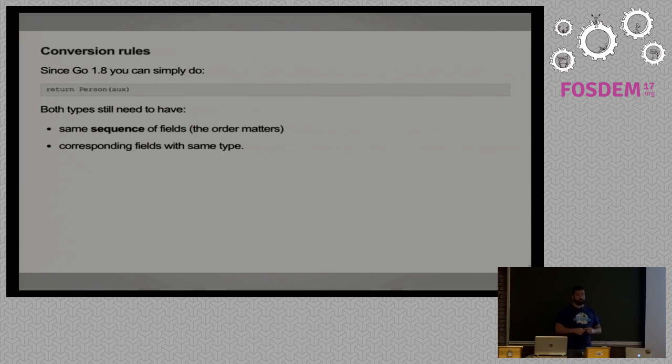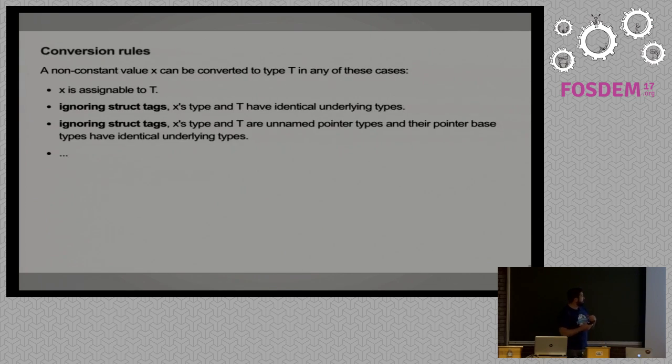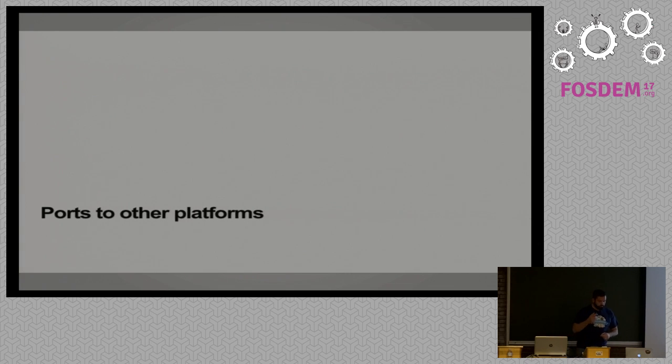So now you can write this. The big change is that we keep on checking that the fields are exactly the same. They have the same types. They are in the same order, all the same things. But we do ignore the struct tags. So we moved from the specification of the language, which says a value can be converted to a type T if it's either assignable or they have identical underlying types. Same thing with pointers. What we added is ignoring struct tags. That's it. So that is the only thing that we change in the language, and it makes your code a little bit simpler, which is always nice.